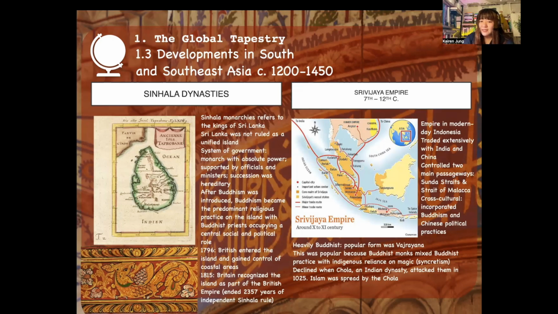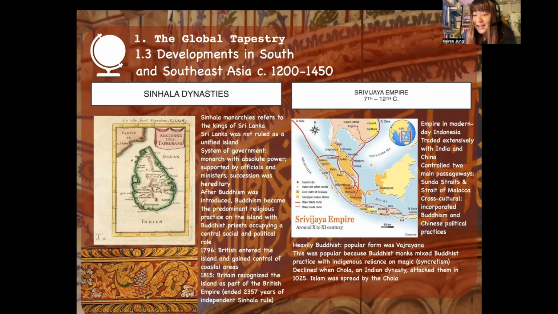In 1796, the British entered the island and gained control of the coastal areas. In 1815, Britain recognized the island as part of the British Empire, and this ended 2,357 years of independent Sinhala rule.